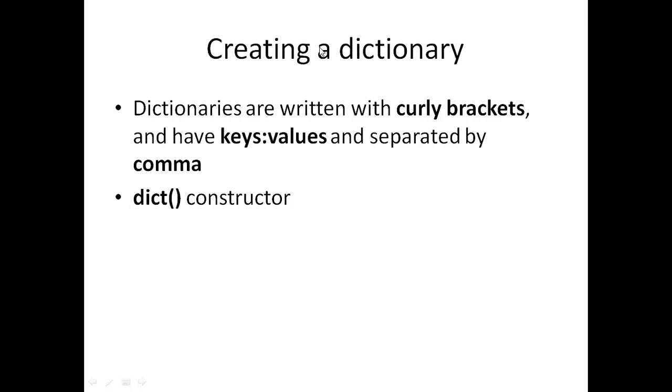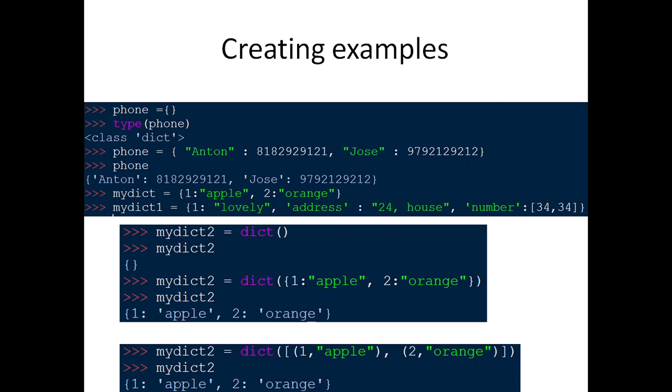Next is how to create a dictionary. Dictionaries are written with curly brackets or braces and have keys and values as pairs separated by commas. So it is formed using curly brackets as in the case of sets. In sets we simply separate elements with commas, but here we have keys and values as pairs. It can also be created using the dict constructor. We will see some examples.